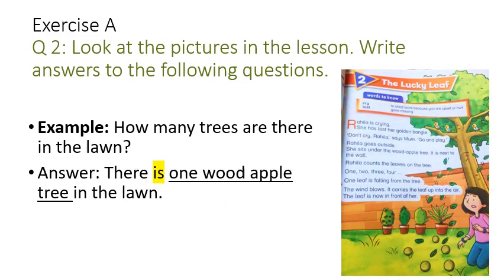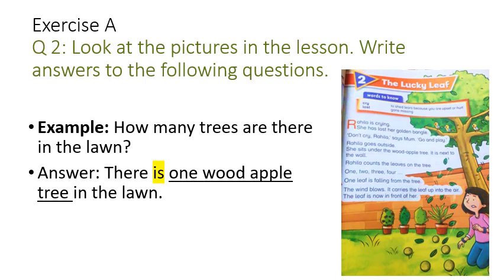Now here is another example. How many trees are there in the lawn? Answer is, there is one wood apple tree in the lawn. As you can see in the picture, there is only one tree. Because tree is singular, it is only one. So now we are using is. There is. The rest of the words are all taken from the question. So now it's very simple to answer questions.